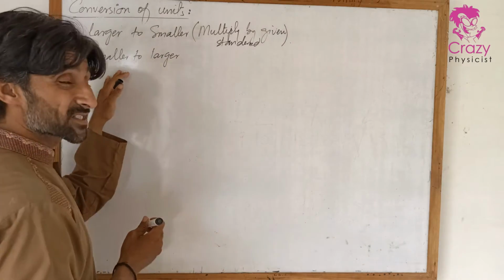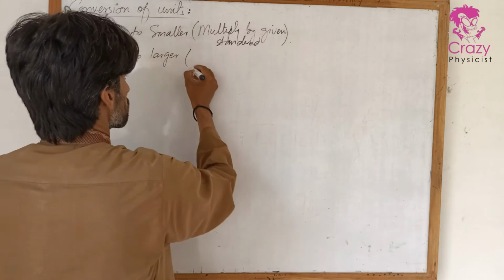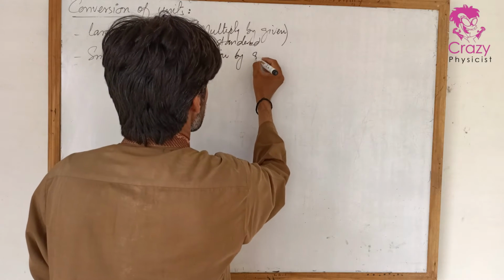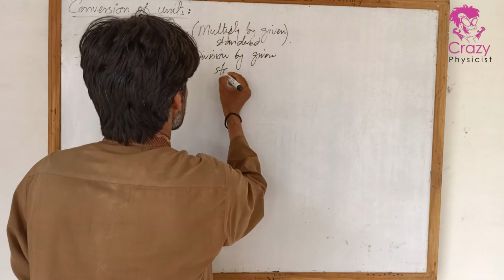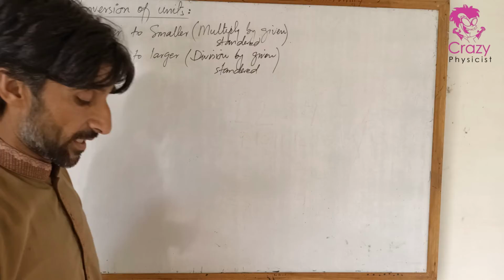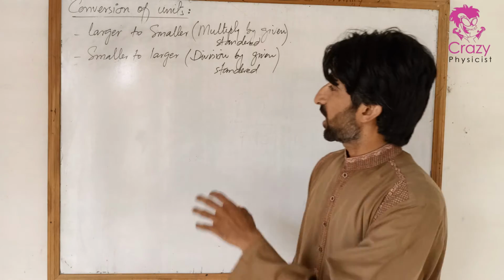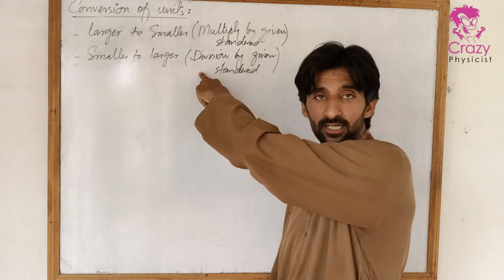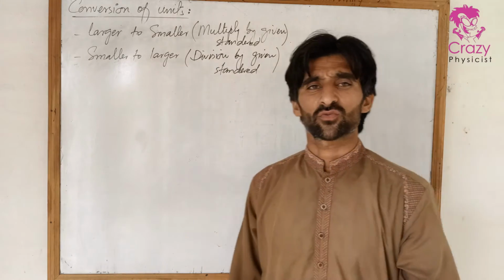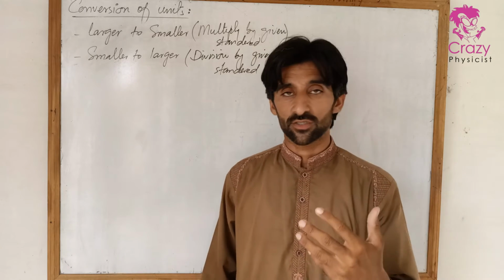The second one is, whenever we are going from smaller to larger, the multiplication will be totally altered into division. So it will be division by the given standard. These are the two steps that have to be followed. Now the question is how I will multiply and how I will divide by the standard. The standard will be given, but this is quite easy. Going from larger to smaller, multiplication will be there, and smaller to larger, division will be there.